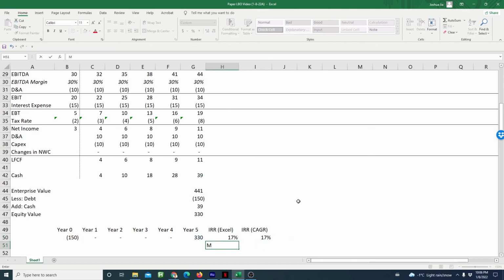Sometimes people will also ask for the multiple of capital, which is fairly easy to calculate. I'll move it over here. It's just year 5 divided by year 0. So how much have you generated from your capital? So that's 2.2. I added a negative sign, of course, because this is negative here. So there you go. That's how you do a paper LBO.